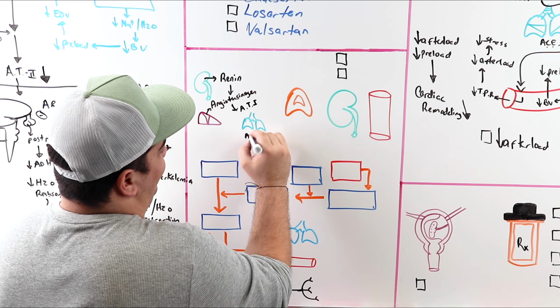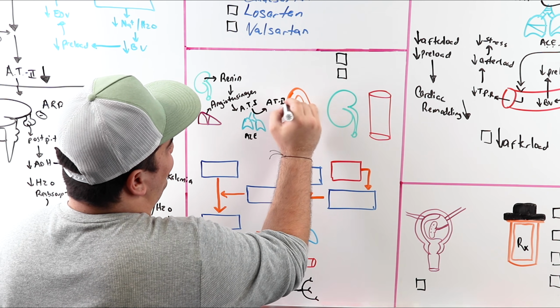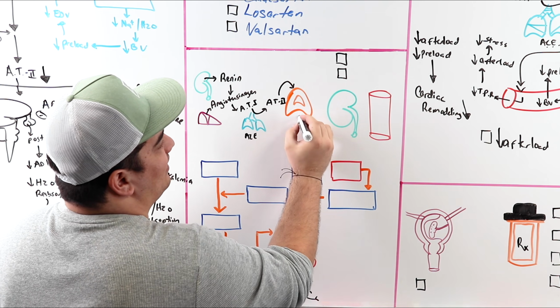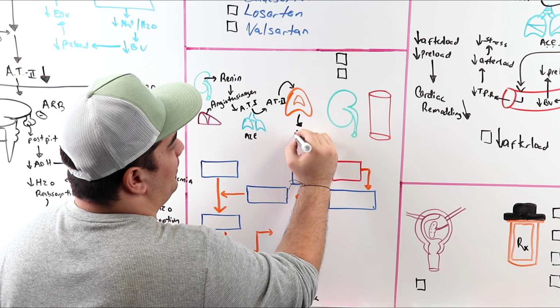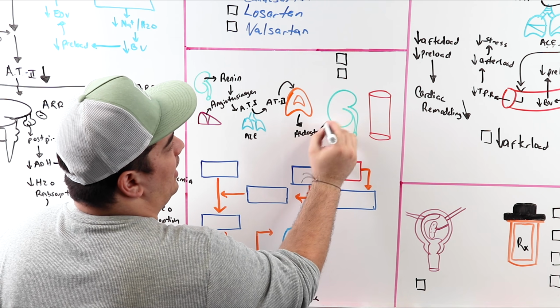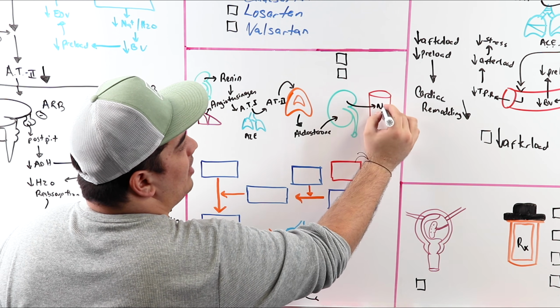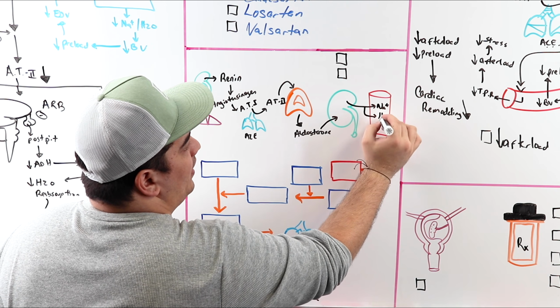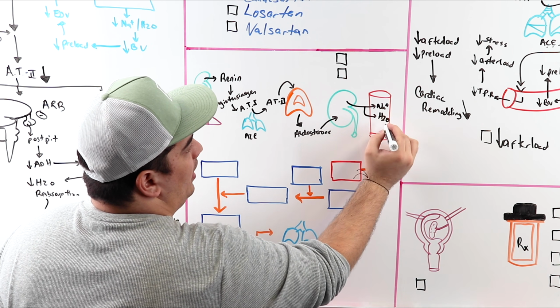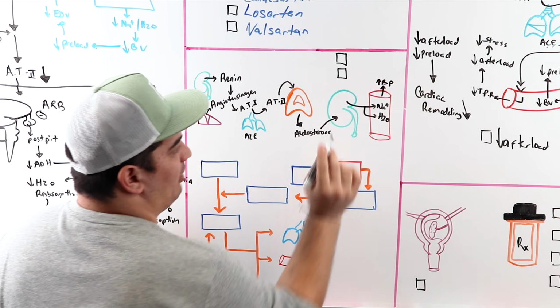Then ACE will convert angiotensin 1 into angiotensin 2. That stimulates aldosterone production, right? We're going to focus primarily on aldosterone. Going back to what we said about aldosterone, what does it do to the kidney? It increases sodium reabsorption and it increases water reabsorption, right? And that's eventually going to lead to an increase in blood pressure through an increase in blood volume.